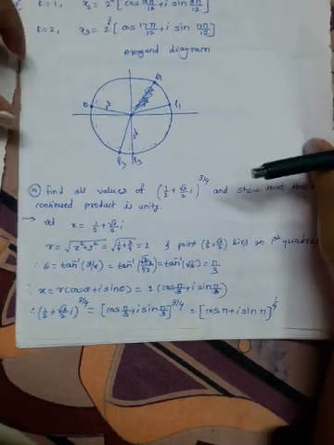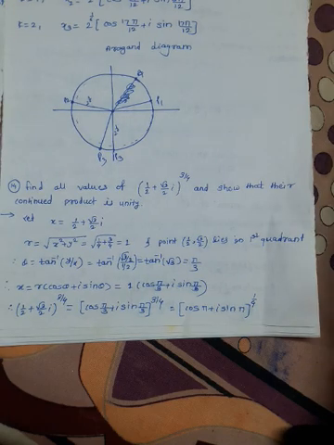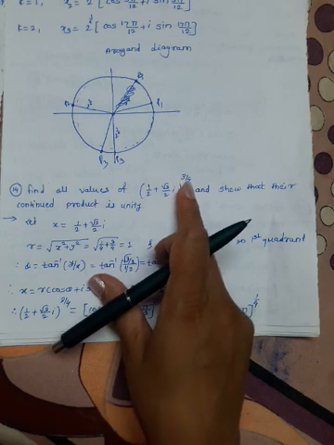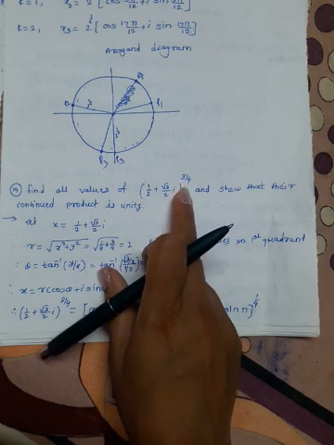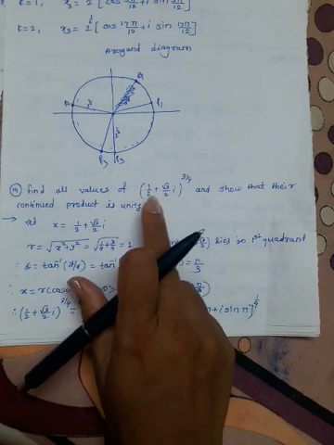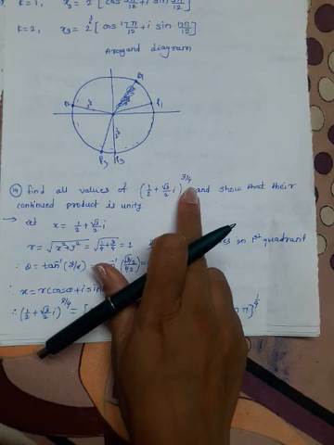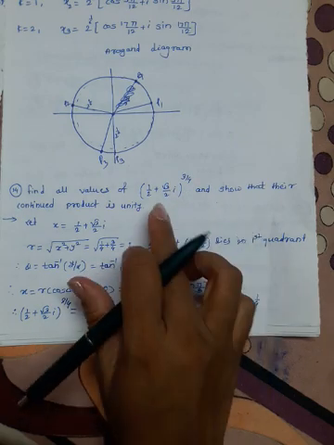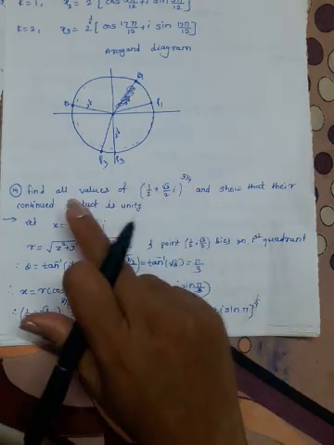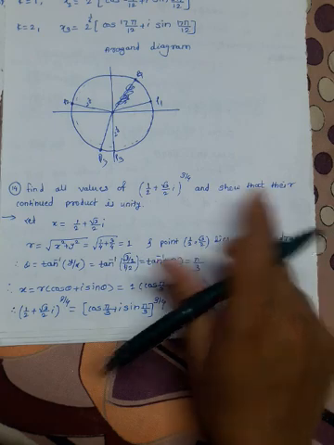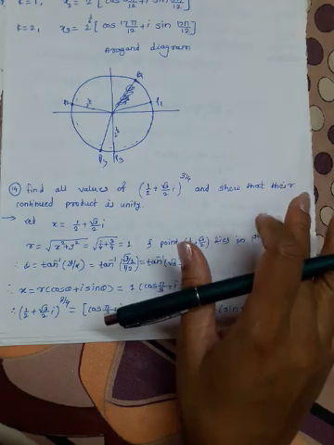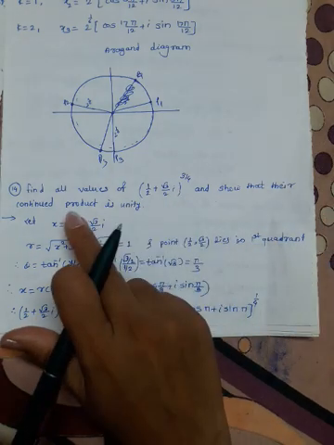Okay, now let us start with the same type of question. Find all values of (1 by 2 plus root 3 by 2 i) raised to 3 by 4. Here 3 by 4, where 3 is the index, a positive power of this complex number, and 1 by 4 is the root. It indicates the root of this complex number. 1 by 4 means there are total 4 roots, and we have to find those 4 roots and show that their continued product is unity. Means we have to multiply all those 4 roots and show that the value is unity.